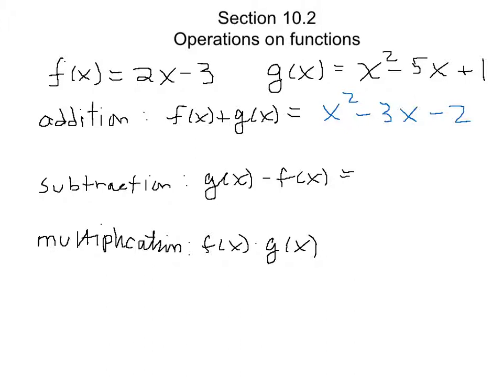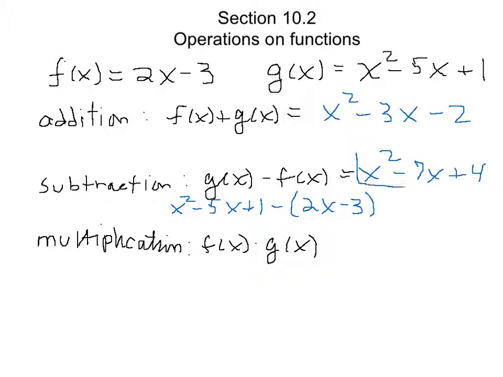Pretty simple. If we look at g of x minus f of x, we have to bring that negative sign through. And so when we do that, we're going to get x squared, minus 5 minus 2 is minus 7x, and 1 minus a minus 3 gives me plus 4. Right? So adding and subtracting, very, very familiar to you, I hope.